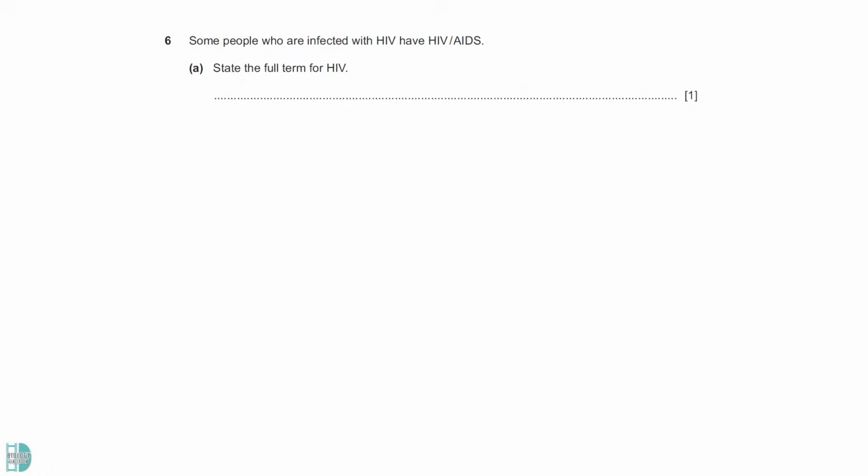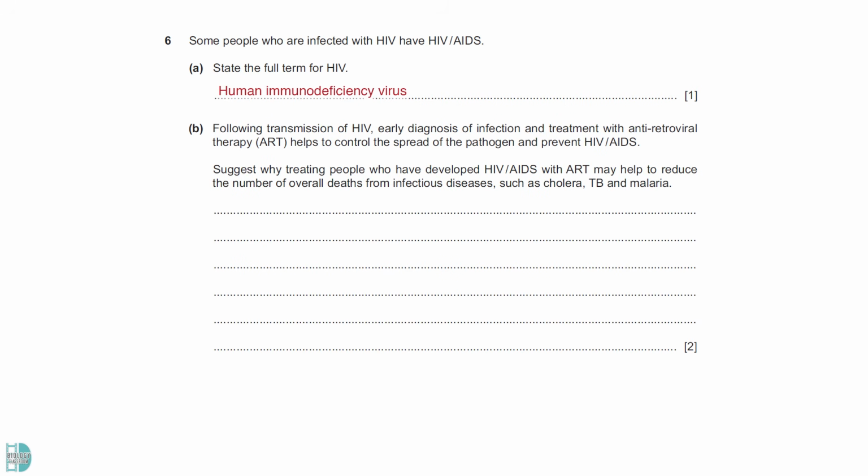Question 6 is about HIV. The full term for HIV is human immunodeficiency virus. B. Suggest why treating people who have developed HIV/AIDS with ART may help to reduce the number of overall deaths from infectious diseases such as cholera, TB, and malaria.